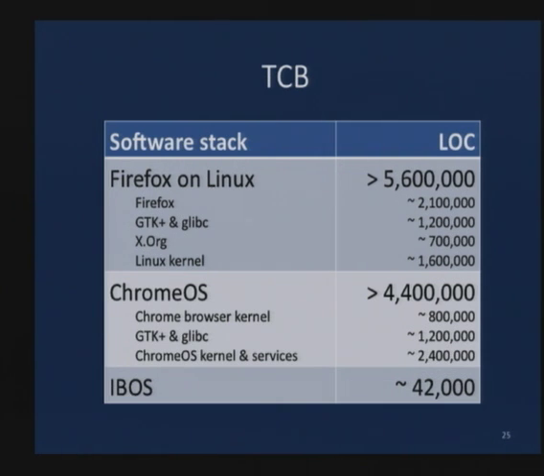So when you're over a million, it's really difficult for one single person to sit down and understand your code base. And things like formal methods are really debugging tools at best. Whereas when you're down around 42,000 lines of code, this is something that certainly one person can definitely understand. And things like formal methods come into play. Now, we haven't done that yet, but it's something that I think becomes a possibility when you've got this level of complexity versus the 4.4 million or 5.6 million.